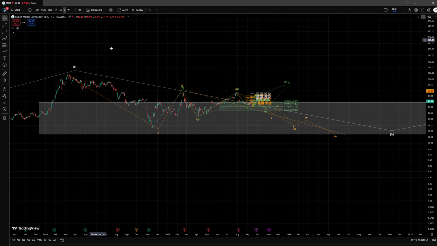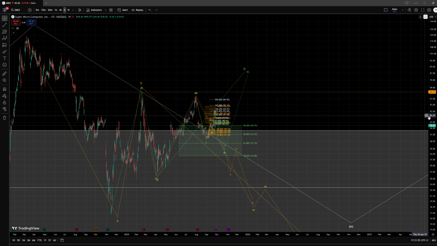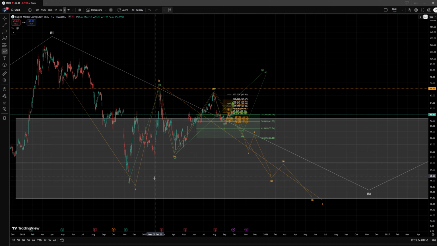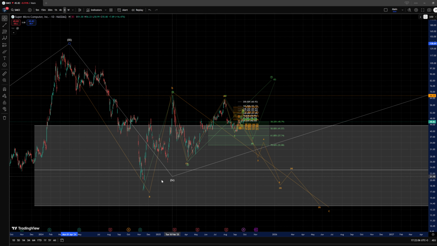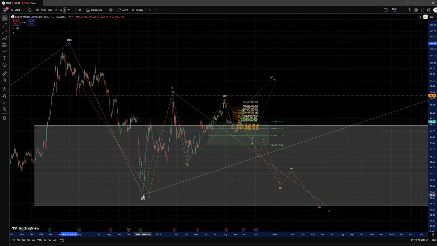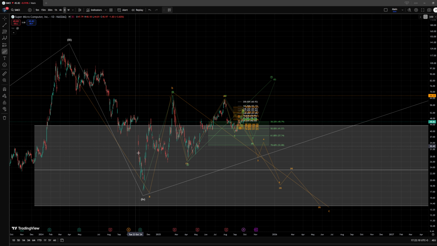Now, this isn't necessarily my most preferred scenario, especially because the structure that we have formed so far to the upside is only in 3 waves. But let's discuss this structure within the wave 4 on the larger scale. Firstly, as I mentioned, we have the possibility that we already bottomed here within the wave 4, and then this would be the beginning of the fifth wave to the upside.